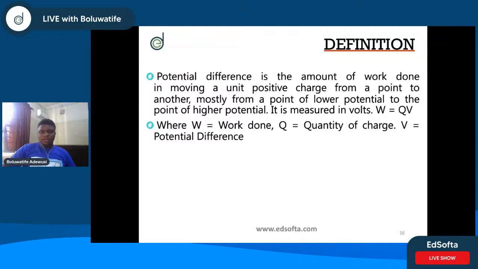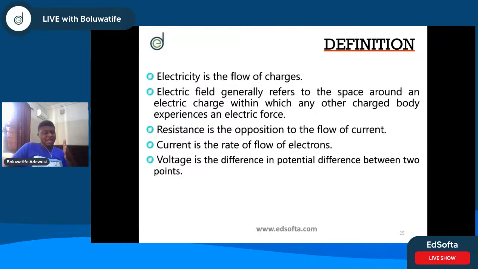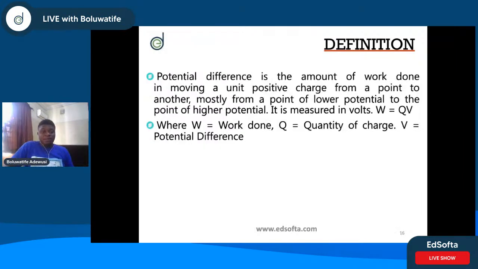Okay. So then what is potential difference actually? Because we just mentioned here that voltage is the difference in potential difference between 2 points. To avoid some kind of tautology, I'm not going to say voltage is the difference in PD, which is short for potential difference, right? So now, what is potential difference, or PD for short?